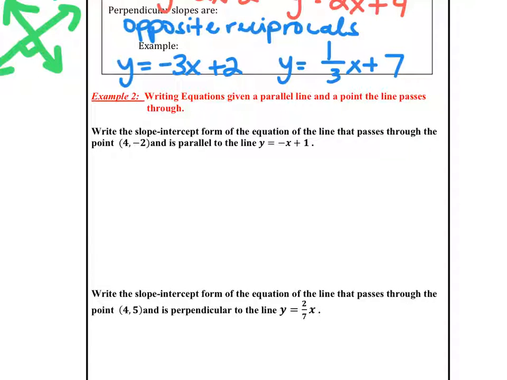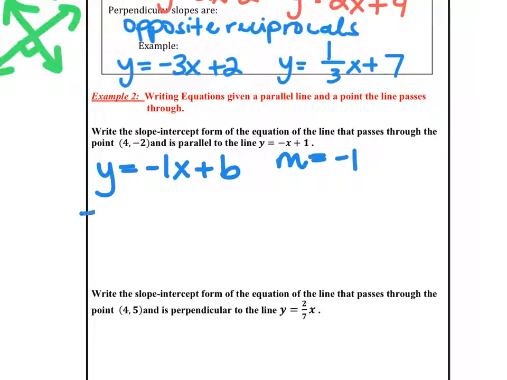We'll write the slope-intercept form of the equation of the line that passes through the point 4, negative 2, and is parallel to the line negative 1x plus 1. So the slope of this line right now is negative 1. So we need the slope of our new line to be the same. So what I'm going to do is create a new equation. It's got to go through that point. It's going to be y equals negative 1x plus b. We don't know what our b is going to be. We take that point 4, negative 2, and plug it into our equation.